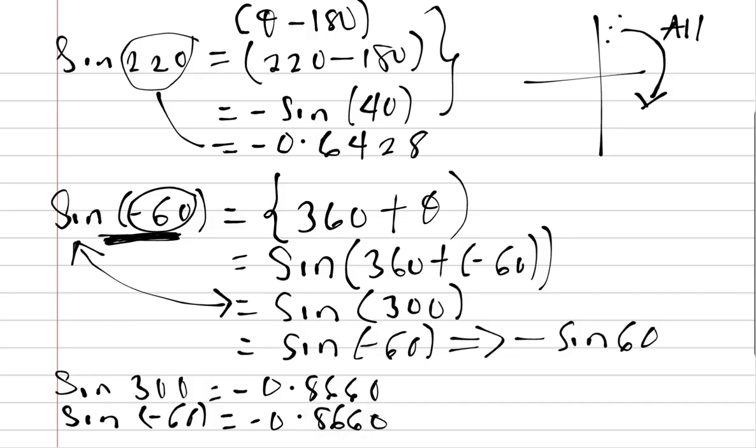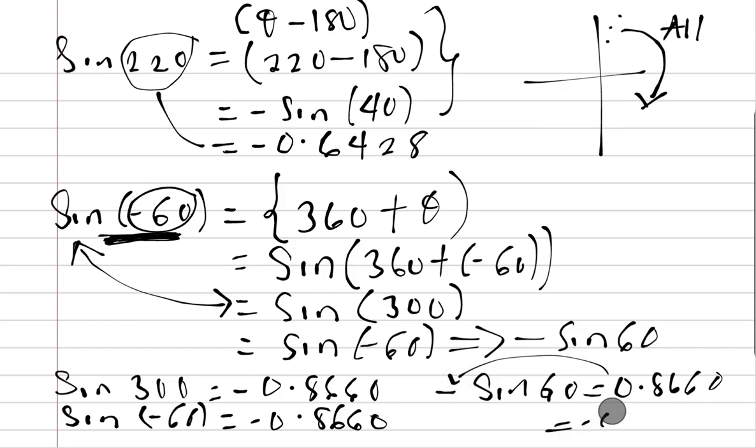0.8660. And if you also do minus multiplied by sine 60, sine 60 on its own is what? 0.8660. So multiply by this minus. Are you seeing that? That gives us what? Minus 0.8660. So you can see that all of them are giving me the same answer. So that is how you do it.